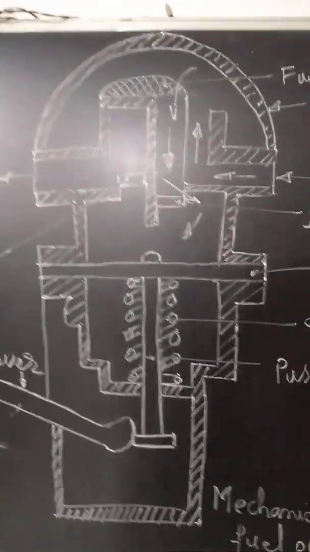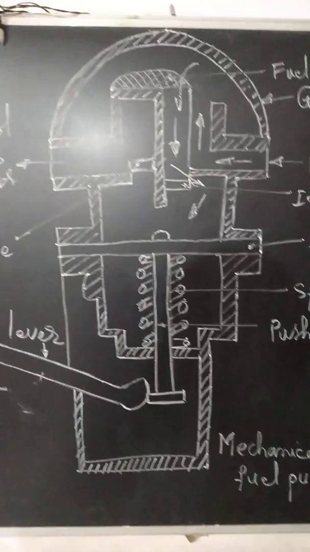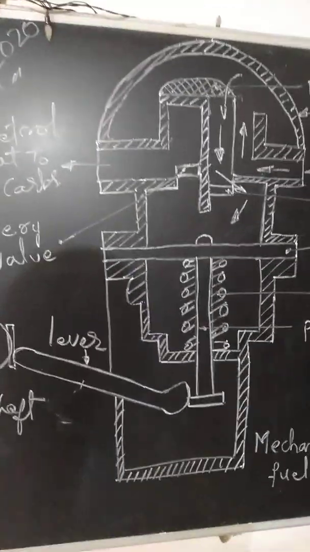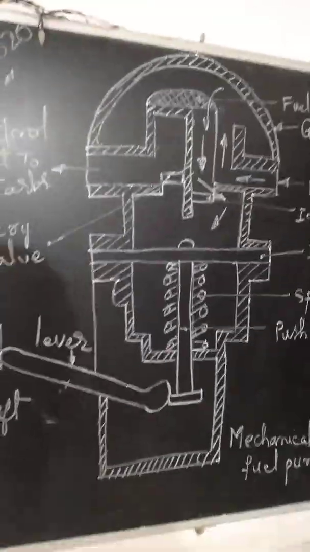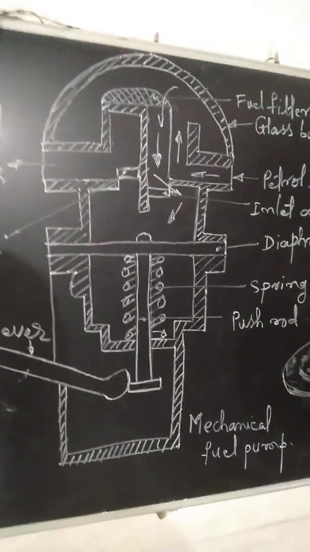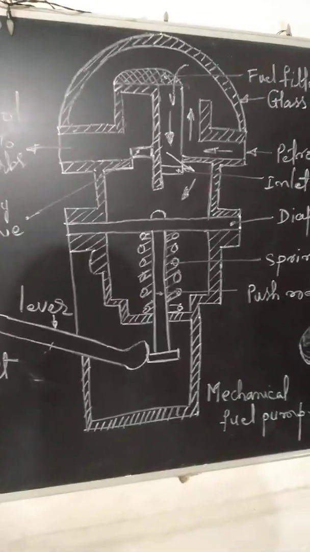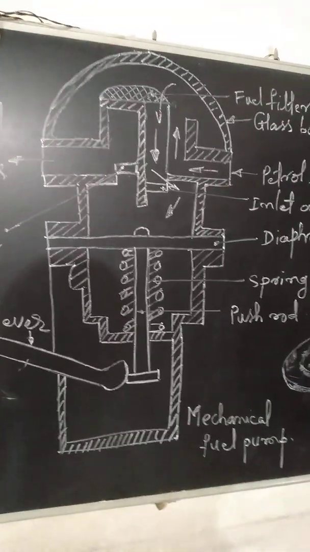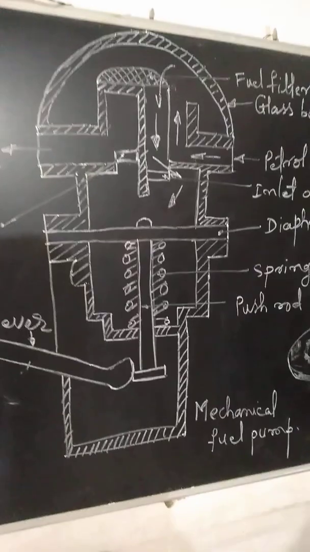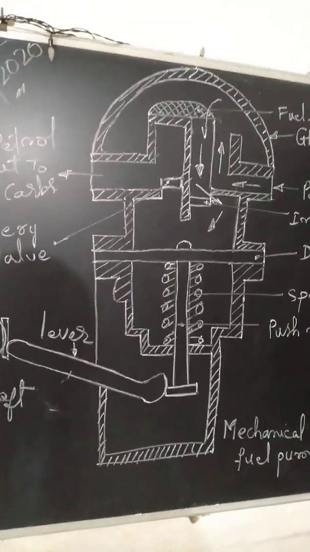The main advantage of this SU mechanical pump is that it operates basically on mechanical components. So no electrical energy is utilized over here. It is operated only as the engine is started. Now when the engine starts, when you insert the ignition key, you are passing the electrical energy from the battery to the starter motor.